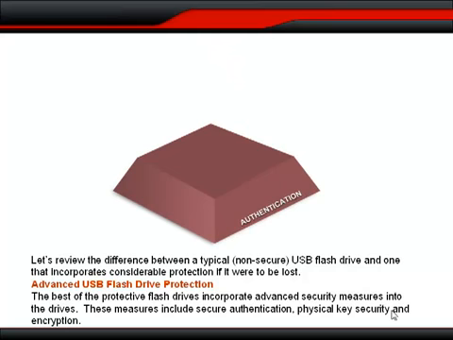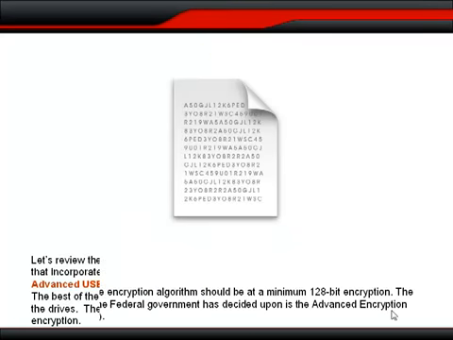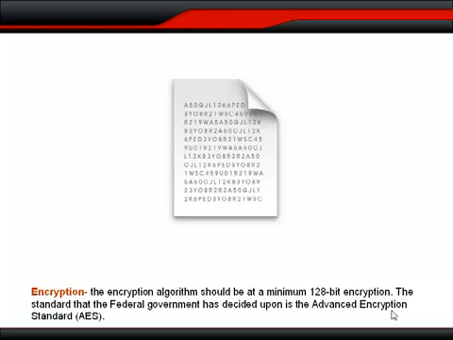Let's review the difference between a typical non-secure USB flash drive and one that incorporates considerable protection if it were to be lost. Advanced USB flash drive protection. The best of the protective flash drives incorporate advanced security measures into the drives. These measures include secure authentication, physical key security, and encryption. Encryption. The encryption algorithm should be at a minimum 128-bit encryption. The standard that the federal government has decided upon is the Advanced Encryption Standard, AES.